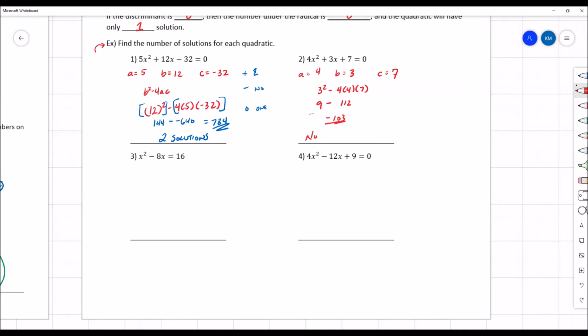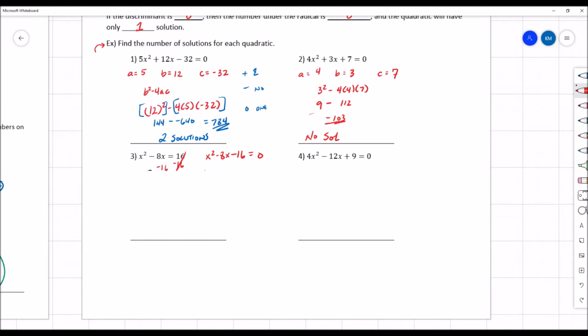Okay, so no solutions. Number 3, if you look at this, you should notice there's a difference between 3 and 1 and 2, right? In 1 and 2, we had a quadratic that was equal to 0. In 3, we have x squared minus 8x equals 16. Remember that before we identify a, b, and c, we want to make sure that our quadratic equals 0. Subtracting 16 from both sides, our quadratic will then be x squared minus 8x minus 16 equals 0. Remember, we have to subtract it. It's not just moving it.